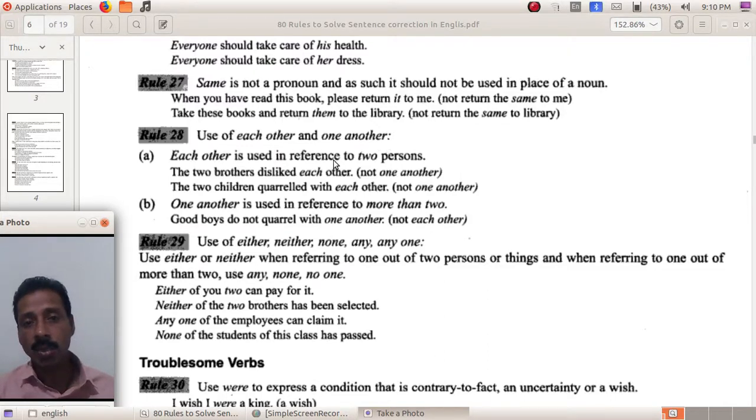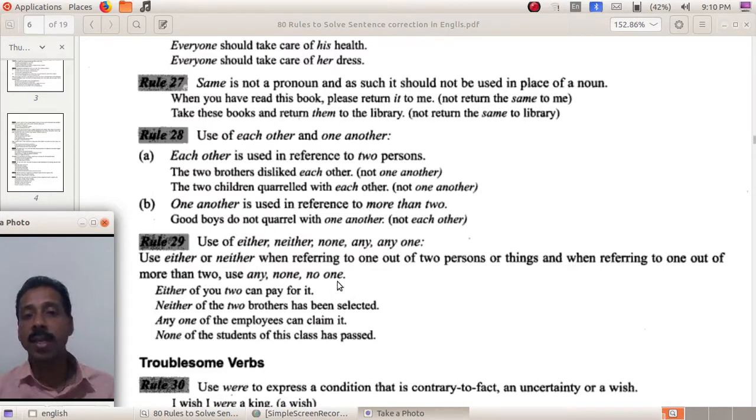Each other is used in reference to two persons. That is, while we refer to two persons, each other is to be used. The two brothers disliked each other. If the number is 2, each other is to be used. If the number is more than 2, one another is to be used. One another is used in reference to more than 2.